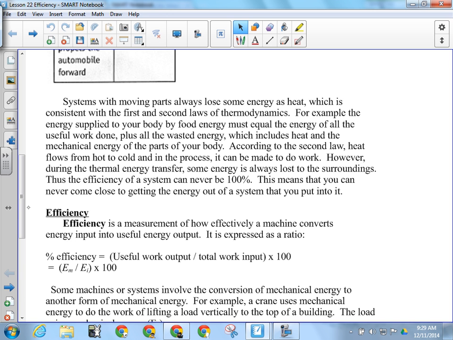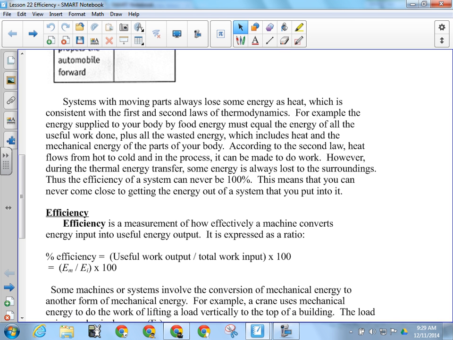All right, so like we said here, systems with moving parts always lose some energy as heat, okay, which is consistent with the laws of thermodynamics we talked about before, okay? When you do work on a system, that energy is always present. Energy can't be created or destroyed. That's the first law of thermodynamics. It's the law of conservation of energy, okay? The second law of thermodynamics says that energy always flows from hot to cold, yeah, high to low, all right? And that's what's going on here, okay? Whenever you have mechanical parts moving past each other, heat will be generated and the heat will flow away out of the system doing no useful work.